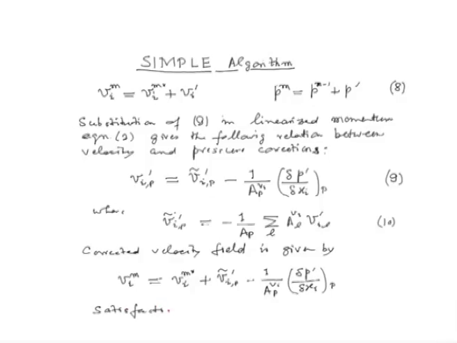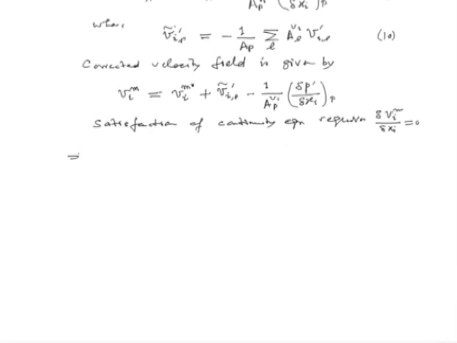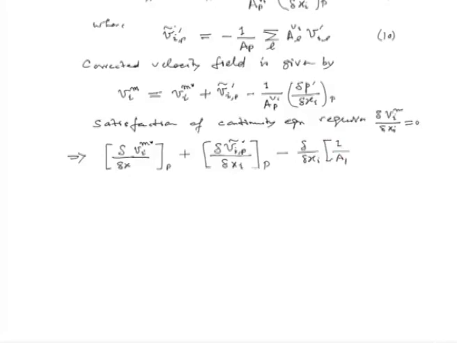So, satisfaction of continuity equation requires delta V_i^m over delta x_i is equal to 0, and this leads to delta over delta x_i of V_i^m star plus delta V_i p prime tilde over delta x_i at p minus delta over delta x_i of 1 over a_p^{V_i} delta p prime over delta x_i at p.